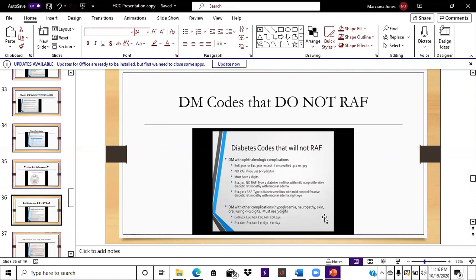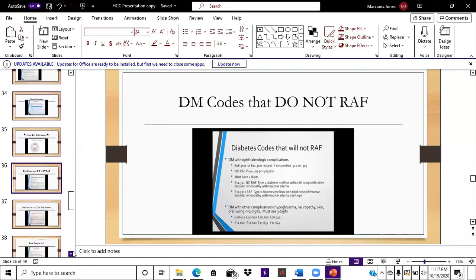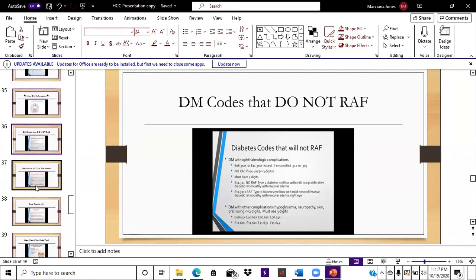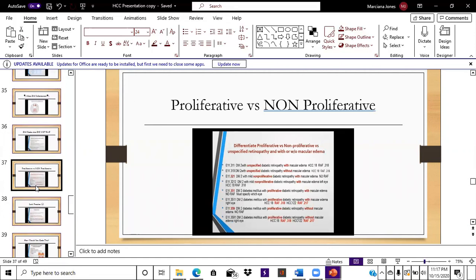You don't really want to use unspecified, because it'll RAF into multiple HCC categories, and you might miss out on additional RAFs by not being specific. So you really don't want to use it, but if all else fails, then definitely you can use it. It just goes into so many categories. So proliferative versus non-proliferative. Unspecified retinopathy and with or without macular edema.